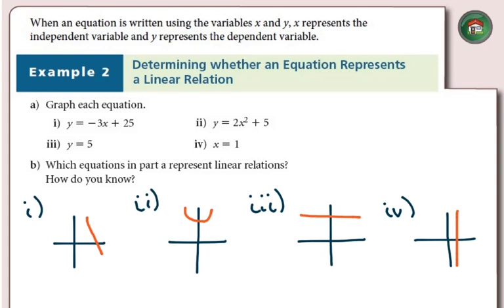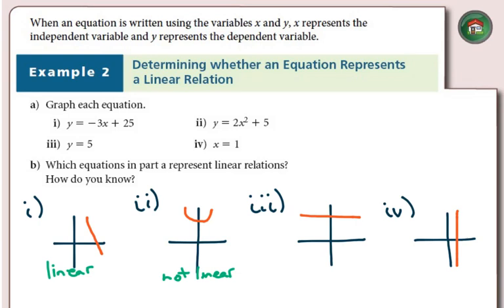We can deal with question B now. Which ones of these represent linear relations? Well, we need to look at the shape of the graph, and do we get a line or not? So 1, that is a straight line, so that is linear. 2 is definitely not a line, it's a curved shape. It's actually called a parabola, and much of the focus in Pre-Calculus 20 is based on parabolas, but for our purposes, this is not a linear relationship.